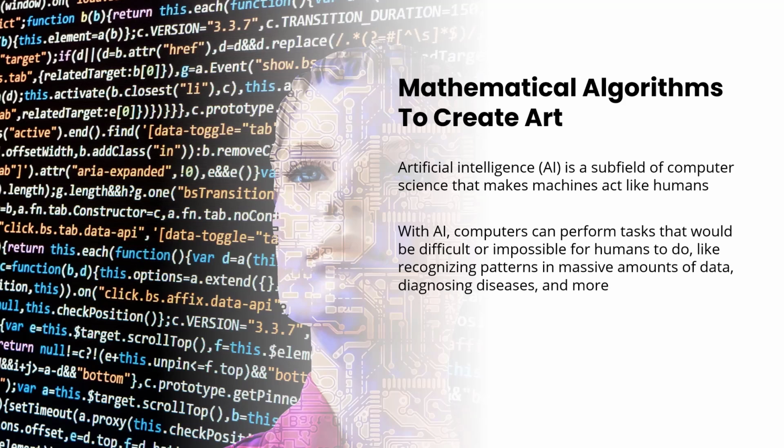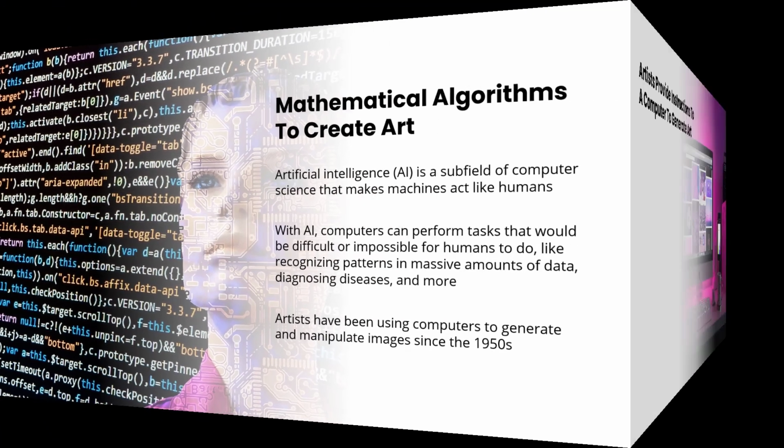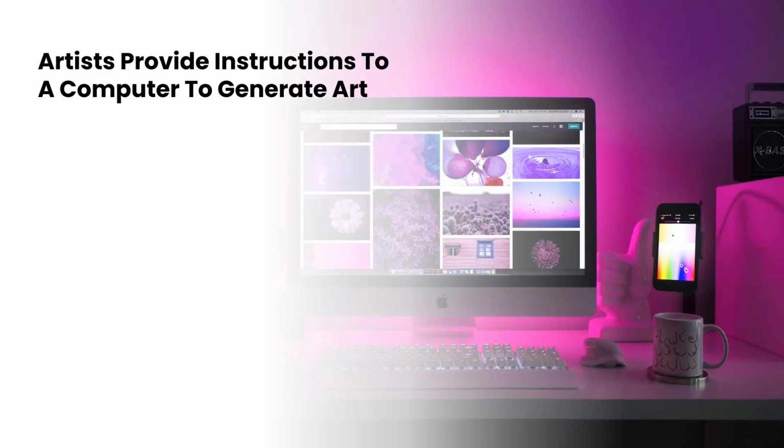Artificial intelligence art, also known as art generated by AI, is a subset of AI in which computers are used to create works of art. Artists who use AI to create art are known as AI artists. Artists have been using computers to generate and manipulate images since the 1950s. These works of computer art are created with software code, mathematical algorithms, and computer graphics models, but they are not necessarily considered to be AI art because they don't involve machine learning and other forms of artificial intelligence. Artists provide instructions to a computer to generate art.